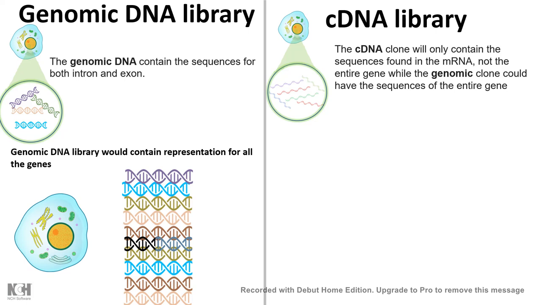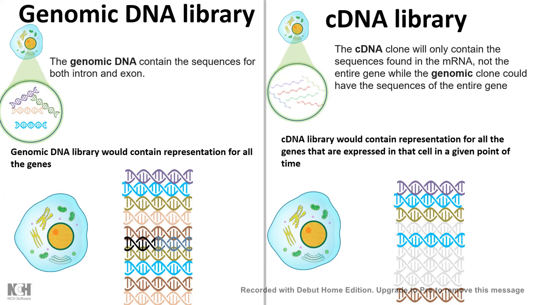Now, a genomic DNA library would contain representation of all the genes of that particular cell. Let's say that cell has 26,000 genes. All the information about these 26,000 genes would be encompassed in this genomic DNA library. But all these 26,000 genes do not express under the same condition and at the same time point. So a cDNA library would be a small subset of the genomic DNA library. It would have information about the few genes that are expressed at that particular time point or under that particular condition. So these are the defining differences between a genomic DNA and a cDNA library.